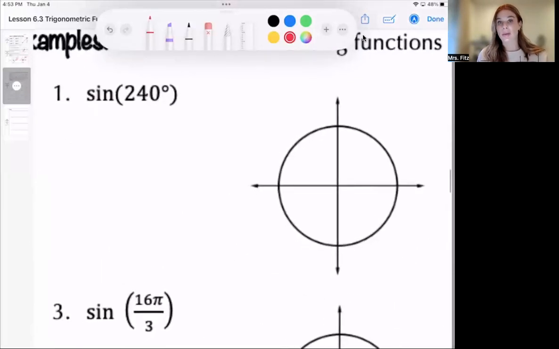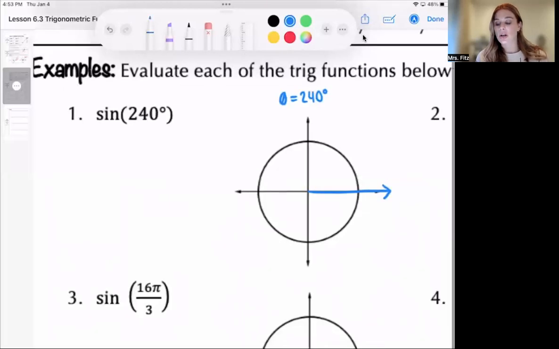Let's take a look at number 1. So let's start with theta equals 240 degrees. What we're going to do is start at our initial side and rotate 240 degrees. So remember, this is 0, 360. This up here is 90. We have 180, and we have 270. So 240 degrees is going to land somewhere in here.